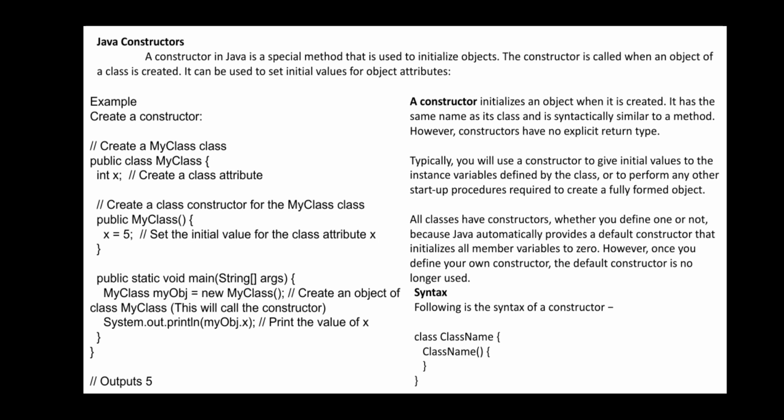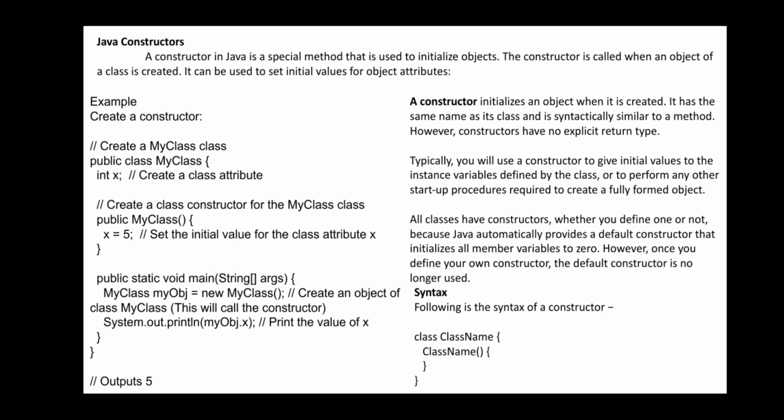Why is it said this way? Initial values means default values, like setting an integer value of 0 or a float value of 0.0. Like that we set the information back in the constructors. Now he defines it another way: a constructor initializes an object when it is created. It has the same name as its class and is syntactically similar to a method. However, constructors have no explicit return type.